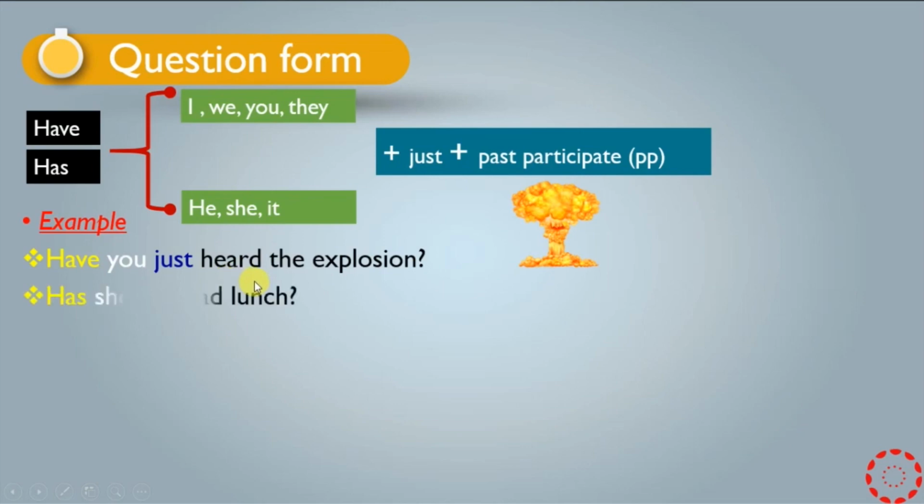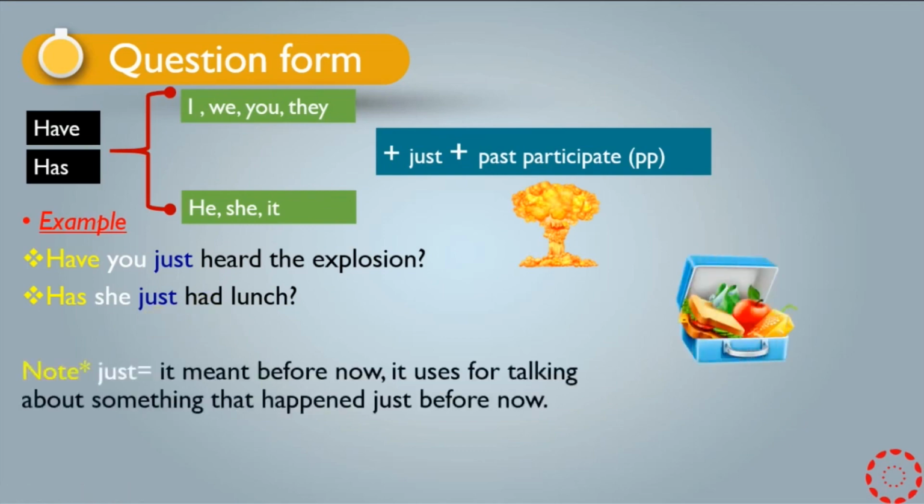Let's see another example. Has she just had lunch? Look, we have has here because our subject is she, and after she I have just, and after just the verb in the past participle form. Has she just had lunch?